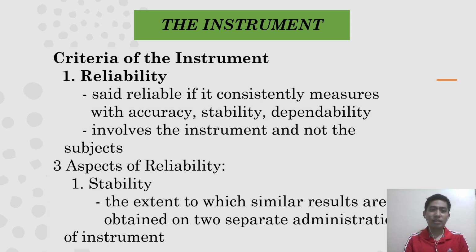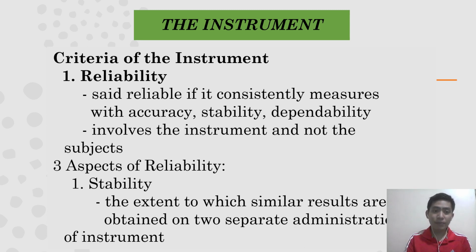What is an instrument? An instrument is a tool which will be used by the researcher. It may be a questionnaire, a survey, an interview guide, and others. So the criteria of an instrument: it should be reliable. It is said to be reliable if it is a consistent measure with accuracy, stability, dependability, involving the instrument and not the subjects. There are three aspects of reliability.